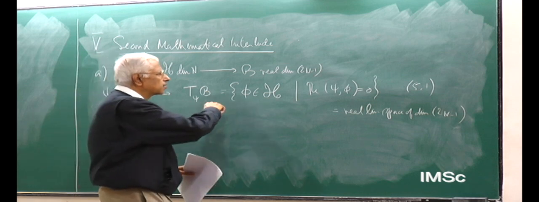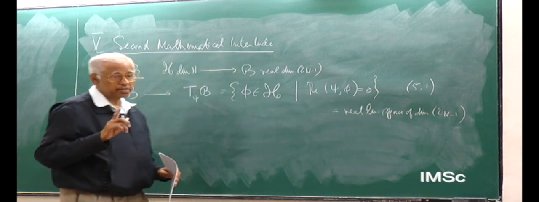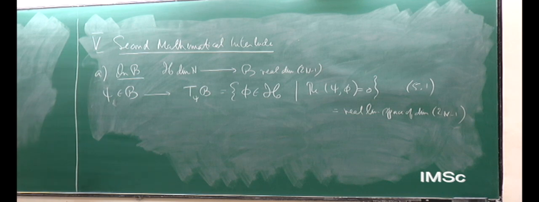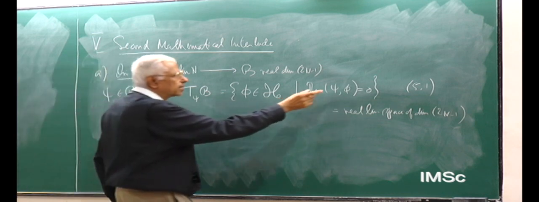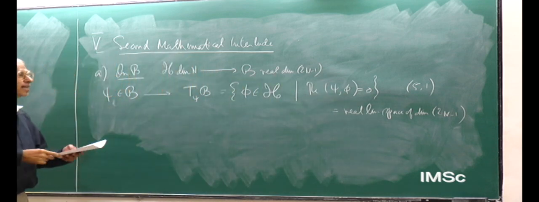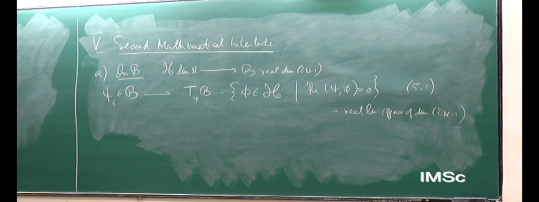Now, all right, so this is a real linear vector space. Its elements are vectors in the complex Hilbert space obeying this restriction. So why is it only a real linear vector space? Suppose phi 1 and phi 2 both obey this condition. Real part of psi phi 1 is 0, real part of psi phi 2 is 0. If you were to take a complex combination of phi 1 and phi 2, you would destroy this condition. If you want to preserve this, you have to take real combinations only of phi 1 and phi 2, and such combinations will also belong to this tangent space. I hope this is clear.